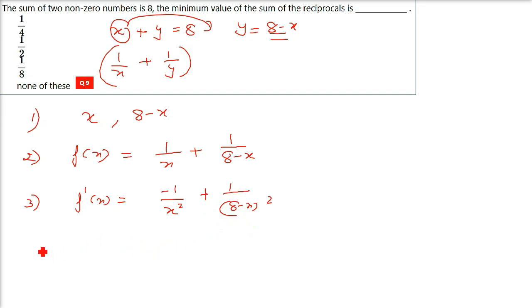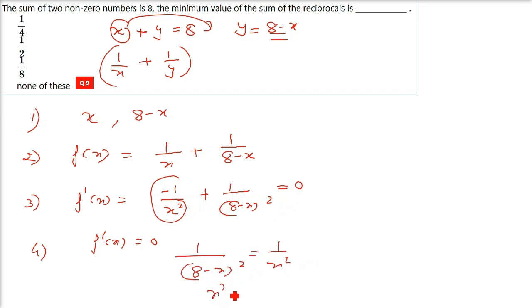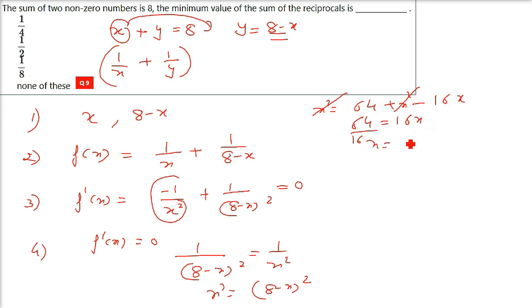F double dash x will be found just now, but before that we have to equate this to 0. So we get the equation, and this equation has to be expanded so that you get the simplified version. So 8 minus x whole square equals x square. Expanding 8 minus x whole square using a square plus b square minus 2ab, x square equals 64 plus x square minus 2 into 8 into x, 16x. So this x square gets cancelled. 64 is equal to 16x. X will be equal to 64 by 16. 16 4s are 64. X is equal to 4.